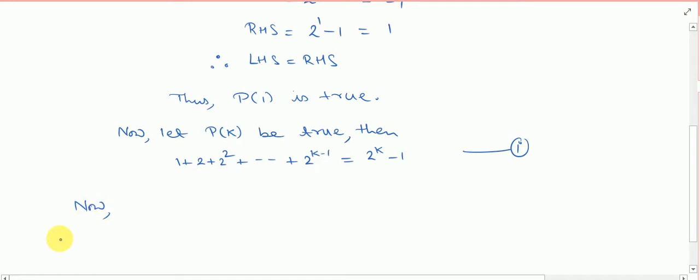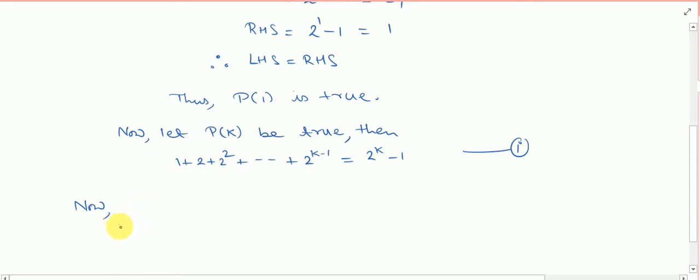Now we have to show that Pk plus 1 is true. That means we have to show that 1 plus 2 plus 2 to the power 2 plus dash dash dash plus 2 to the power k minus 1 plus 2 to the power k plus 1 minus 1 will be equal to 2 to the power k plus 1 minus 1. Okay, we have to show this. So see over here.